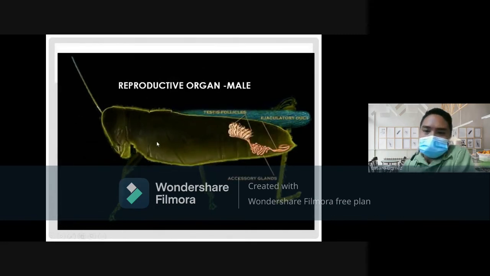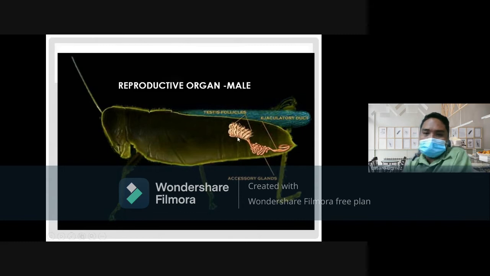For the insect's reproductive system, in the male, of course, you will find the testis follicles, the insect's follicles, and then its ejaculatory duct. This is what we call the accessory glands of an insect. That is for the male, the testes, and then the duct above the anus.